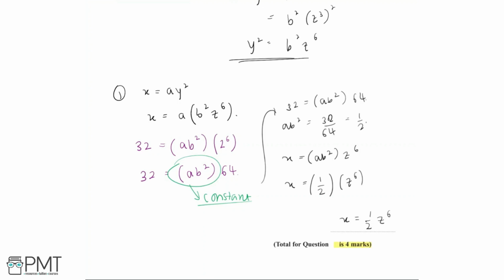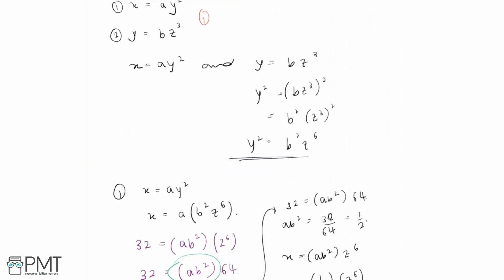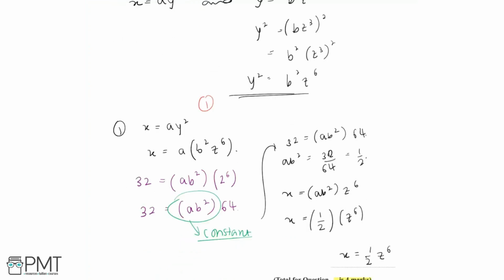Now this question is worth 4 marks. We get our first mark for setting up our two equations, x is equal to a y squared and y is equal to b z cubed. We get the second mark for eliminating y by finding the value of y squared and substituting this into our first equation. We get the third mark for using the fact that x is equal to 32 and z is equal to 2 in order to find the constant of proportionality between x and z.